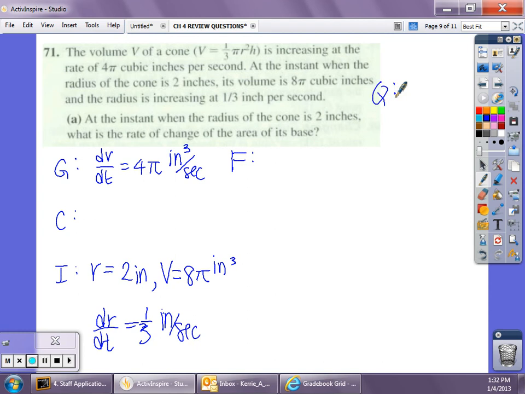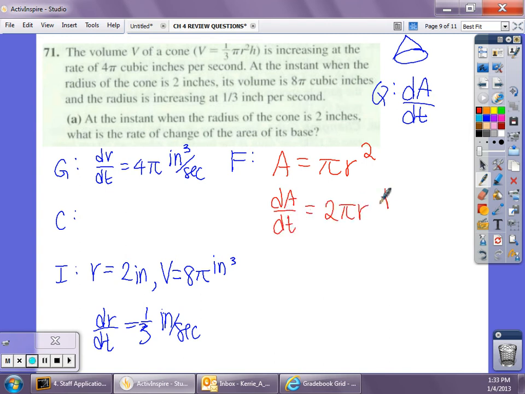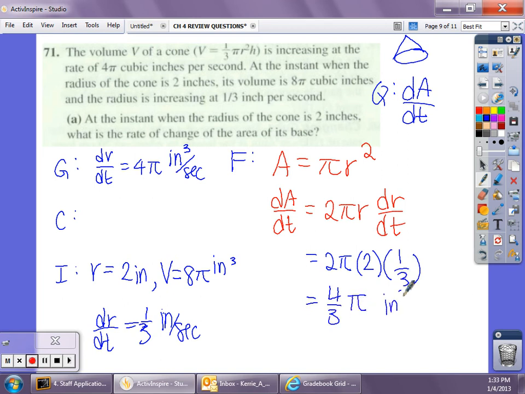Part A wants to know what's the rate of change of the area of the base. Well, the base of a cone is a circle. Therefore, the area of a circle is pi r squared. Therefore, dA/dt is equal to 2 pi r dr/dt. And I think I actually have enough information to do that. So 2 pi, the instant that the radius is 2, and dr/dt they gave us was 1/3. So we get 4/3 pi inches squared per second. So there's our part A.